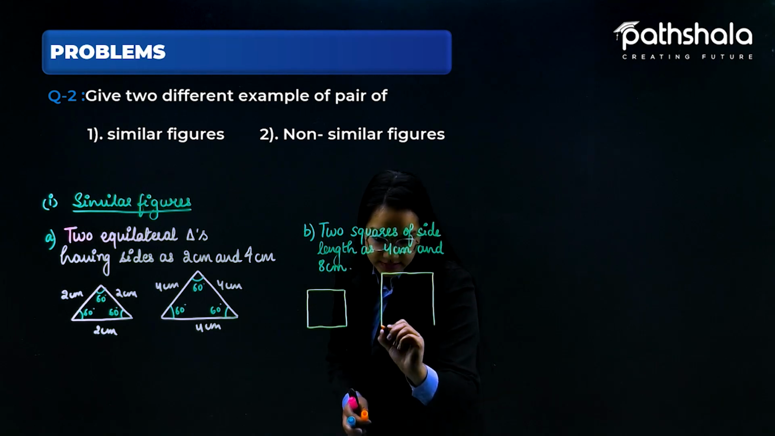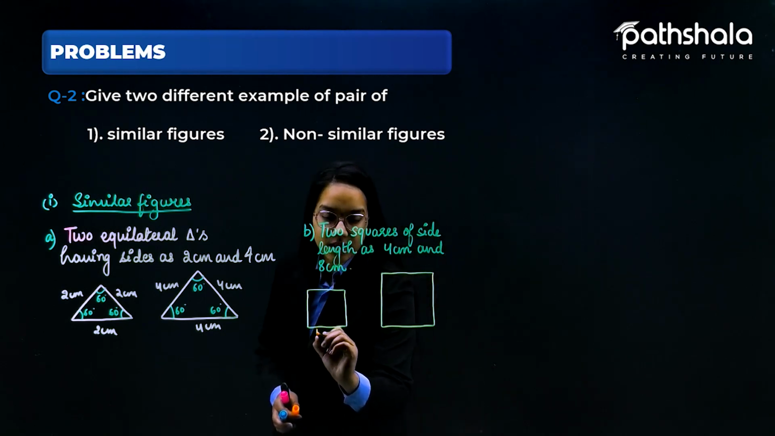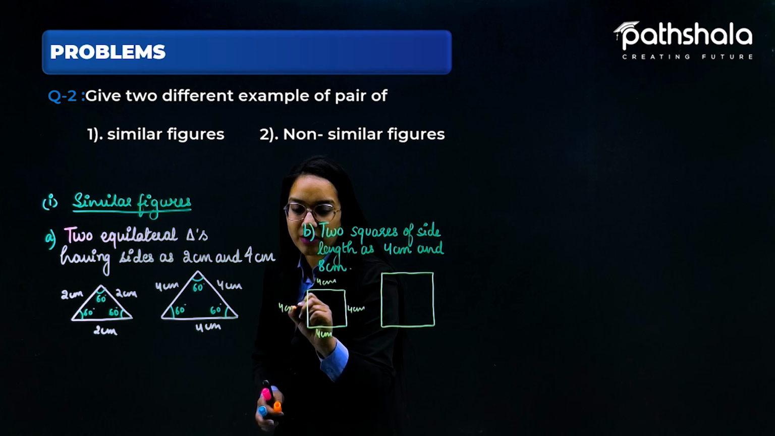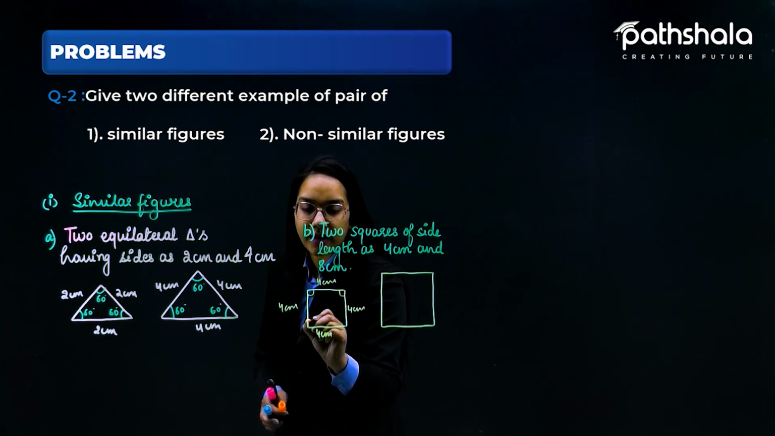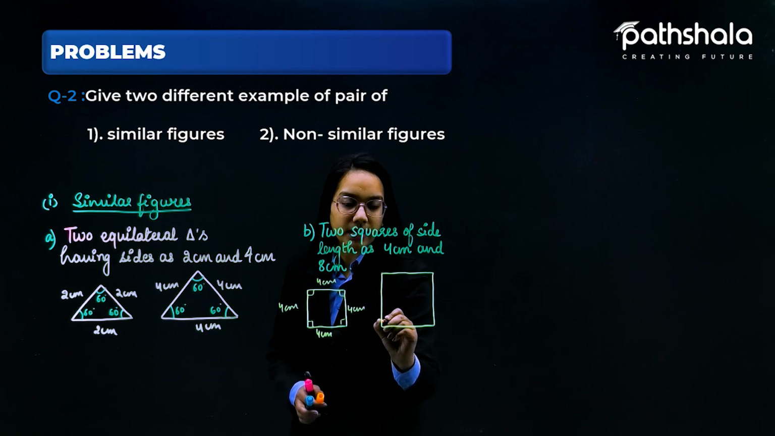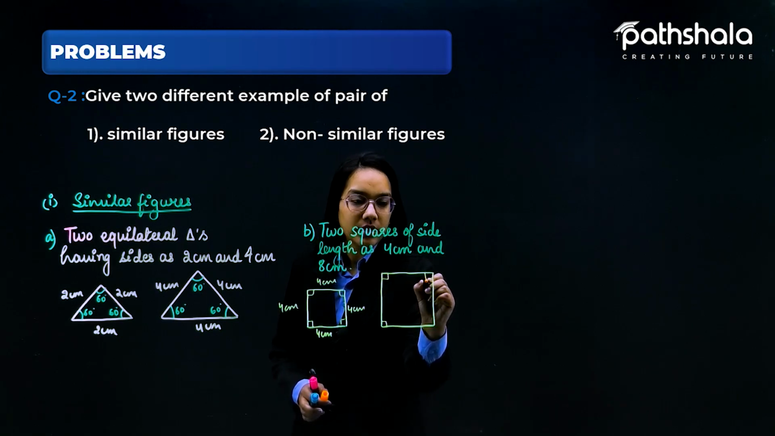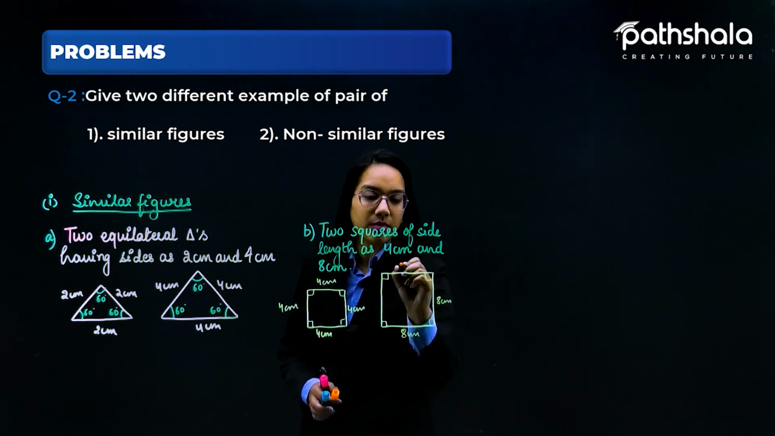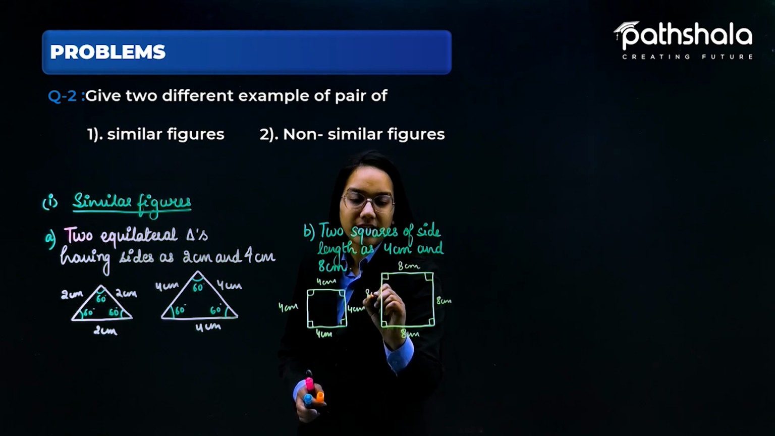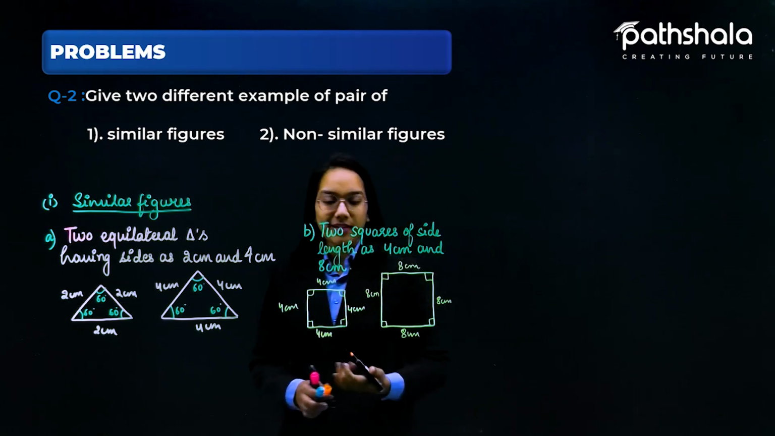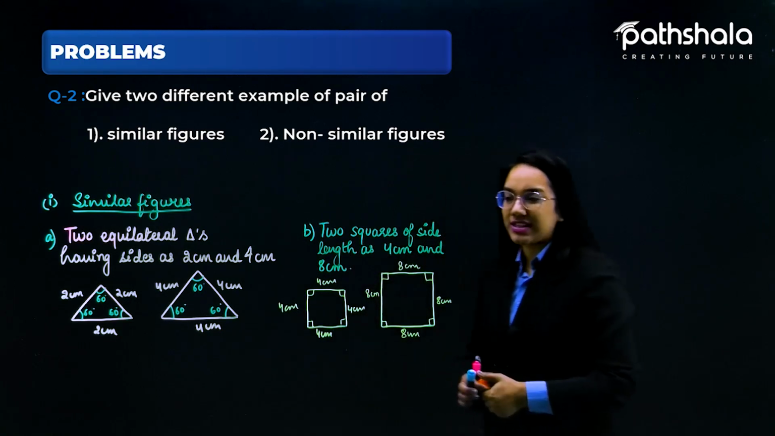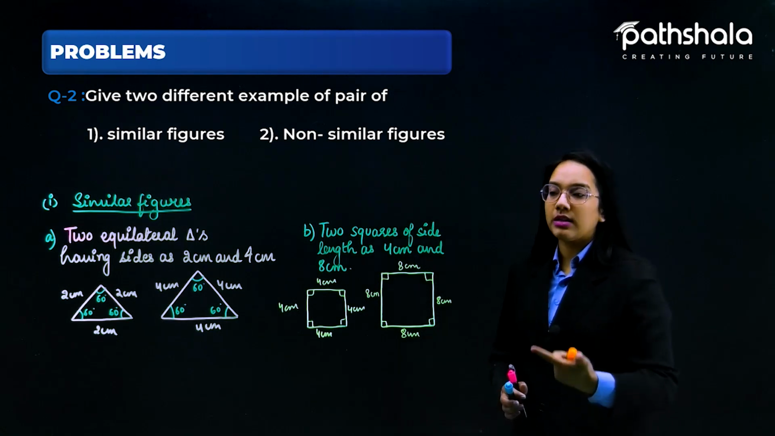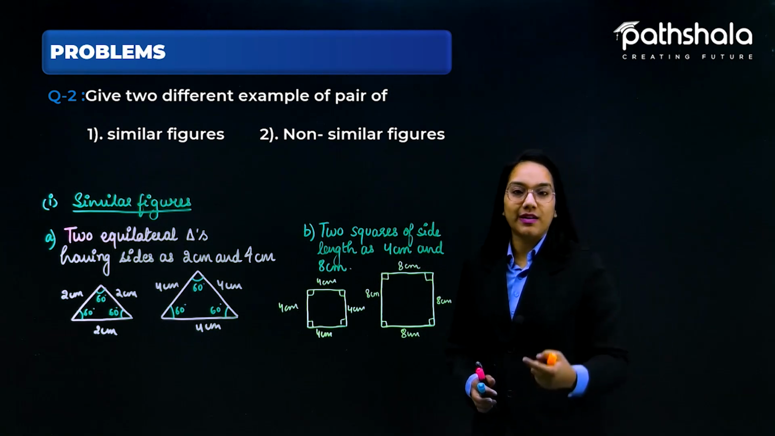The first has side lengths 4 centimeter, 4 centimeter, 4 centimeter, 4 centimeter, and all the angles are definitely 90 degrees. The second has all angles 90 degrees, and sides 8 centimeter, 8 centimeter, 8 centimeter, 8 centimeter. So by the definition of similarity of 2 polygons, they are similar to each other because, first, their corresponding angles are equal, and second, the ratio of their corresponding sides is also equal.